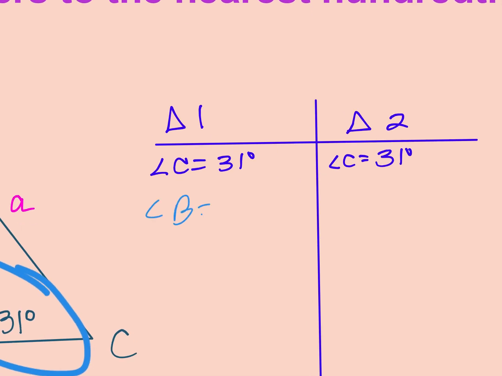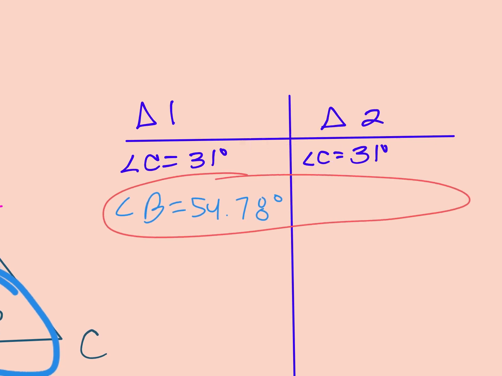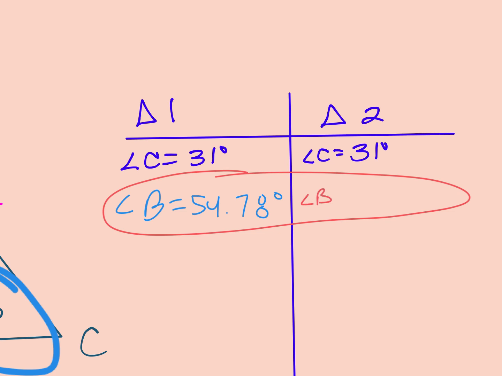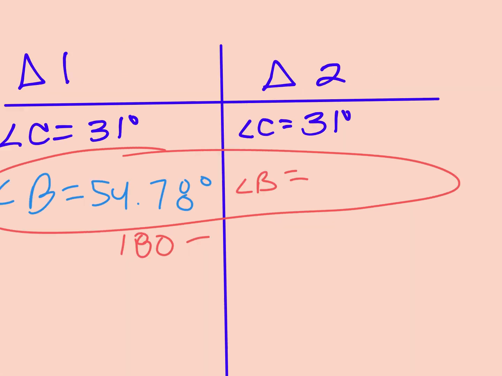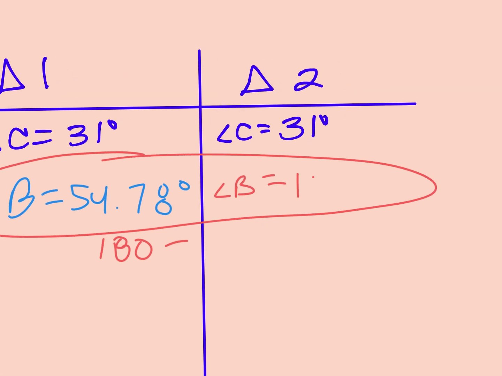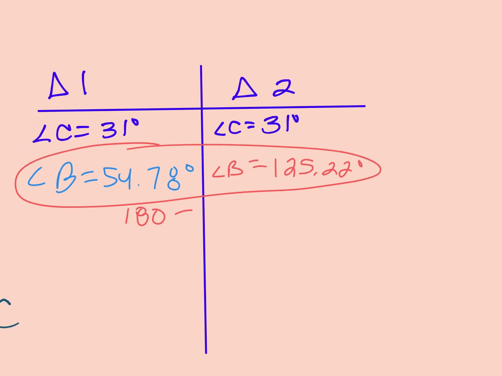All right, so I'm going to come up here and I'm going to say, in triangle 1, angle B is 54.78 degrees. How do I figure out if a second triangle is present? 180 minus. You're going to find the supplement. Good. So let's go ahead and say 180 minus 54.78. And I get what? 125.22 degrees.